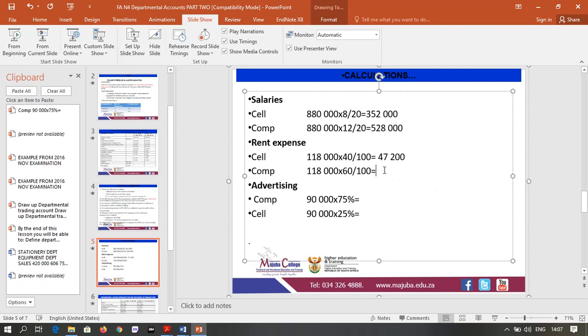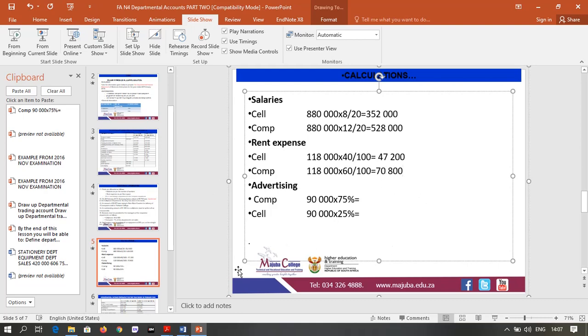Then for the computer department, you do the same: 118,000 times 60 divided by 100. You get 70,800.